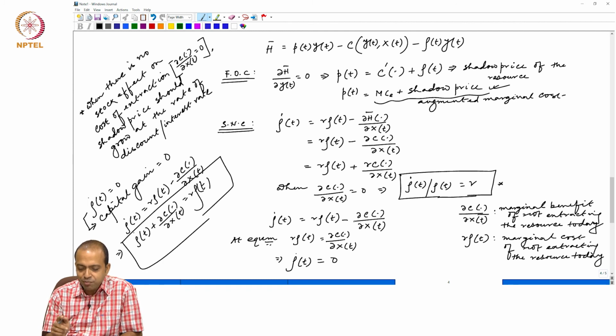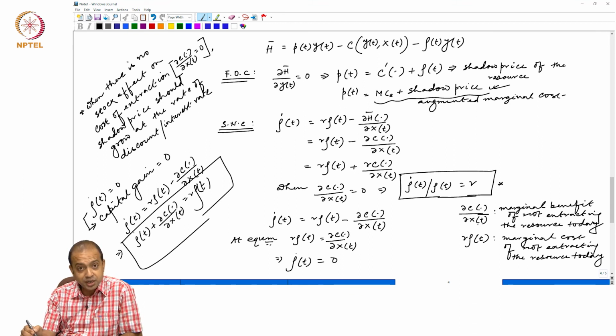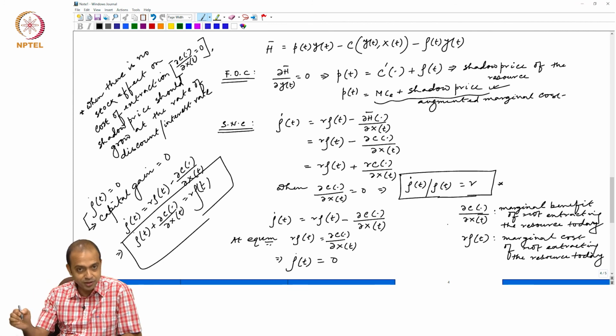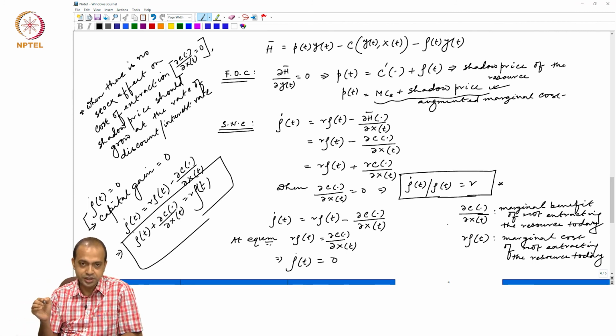So, at equilibrium these two are equal: r into rho t equals this. What is del c by del x t? This is basically the stock effect on the cost of extraction, which is nothing but marginal benefit. That means, if I do not extract the resource today and keep it for tomorrow, I am going to realize this stock effect on the cost of extraction due to the higher stock. So that is the marginal benefit of not extracting today.